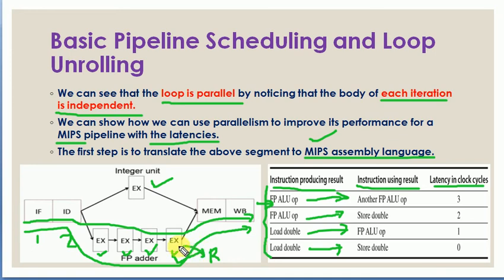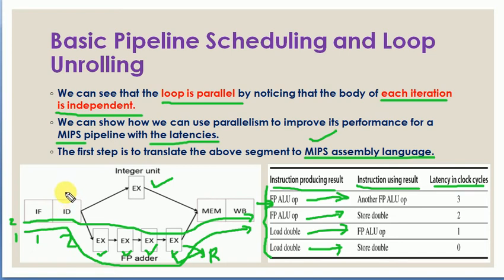And from here only the second FP ALU operation can receive the result. Okay, so assume that this is the first instruction and this is the second instruction that expects the result of the first instruction. So the second instruction in the pipeline will start from here.